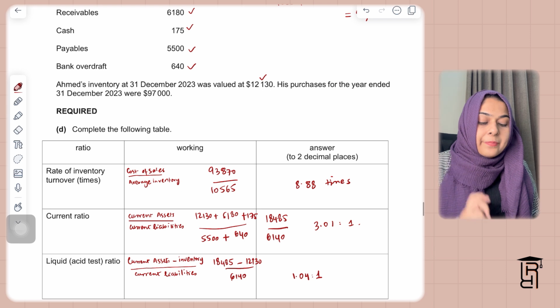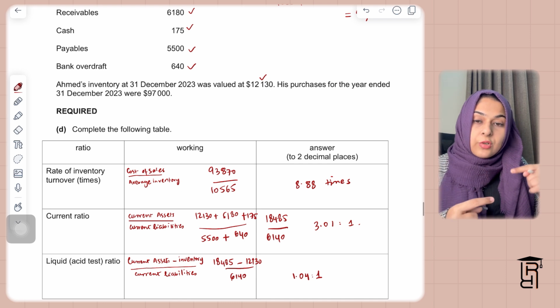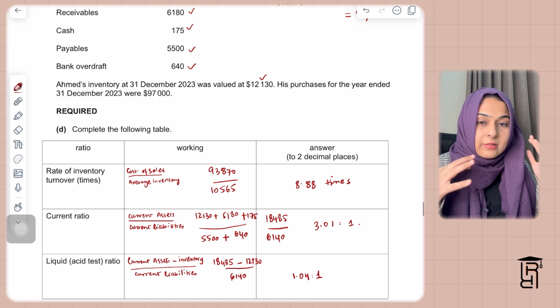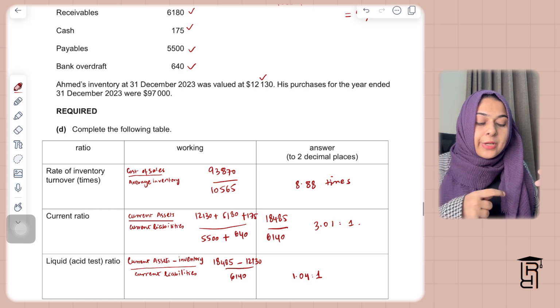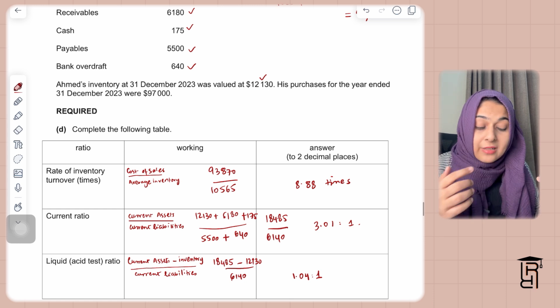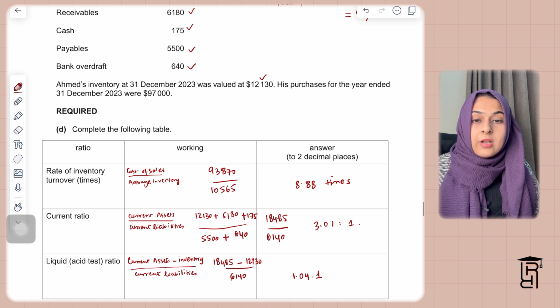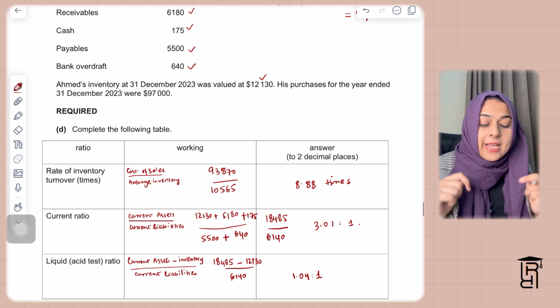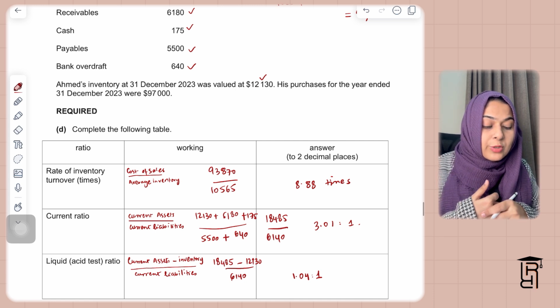Okay, then they're saying Emma's rate of inventory turnover for 2023 was lower than that of 2022. That means the rate of inventory turnover in 2022 was higher, which means there were more sales in 2022 as compared to 2023, which means that inventory is lying in the warehouse or in the storage area for a longer time in 2023. So, name two problems which may be caused by Emma's low rate of inventory turnover.